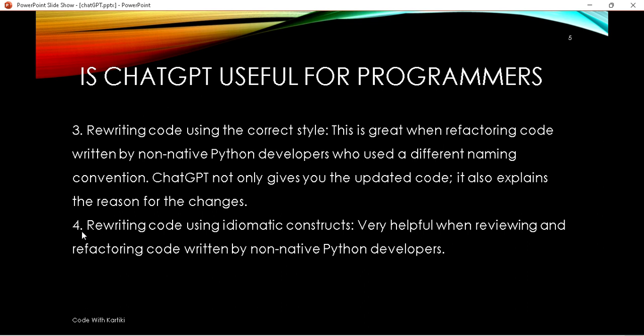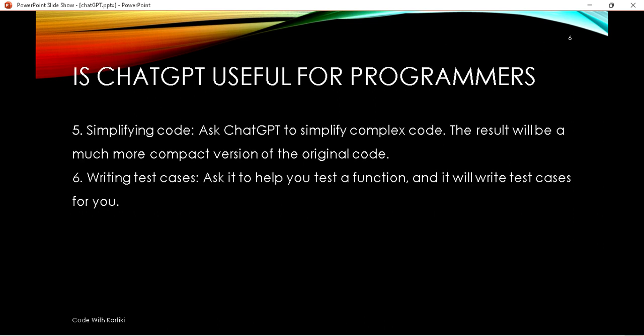Next is rewriting code using idiomatic constructs, very helpful when reviewing and refactoring code written by non-native Python programmers. If you want to do code refactoring or code optimization, you can use ChatGPT for that. Next is simplifying code. Ask ChatGPT to simplify complex code. The result will be a much more compact version of the original code.